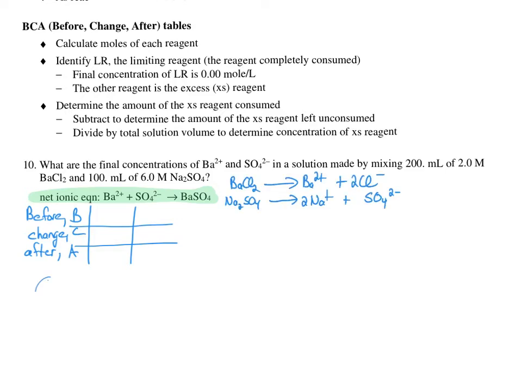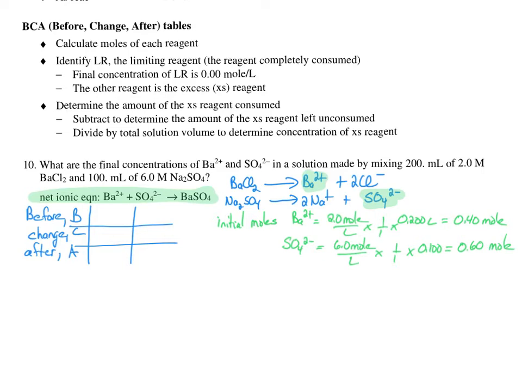Here are the dissociation reactions for the two salts, and we're only going to be paying attention to those ions that are actively involved in the reaction. So that would be the barium and the sulfate. And luckily enough, what we see here is that there's a 1-to-1 mole ratio between the salt and the ion that's involved in the reaction, in each case.